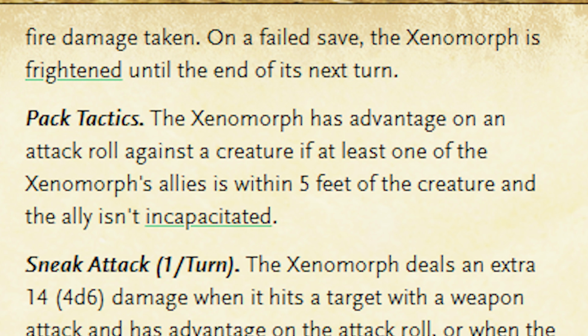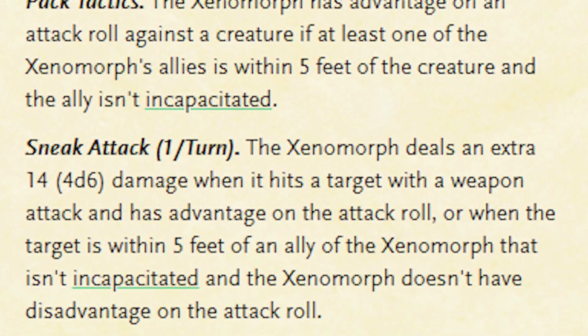Pack tactics should be familiar to a lot of you. The Xenomorph has advantage on its attacks if at least one ally is within 5 feet of the target creature and isn't incapacitated. Next is Sneak Attack.